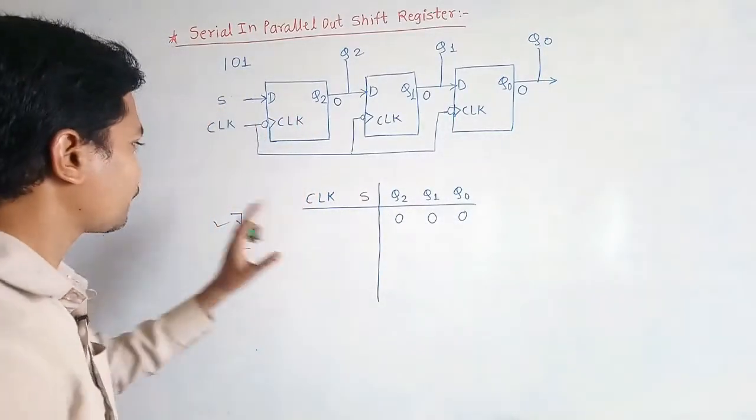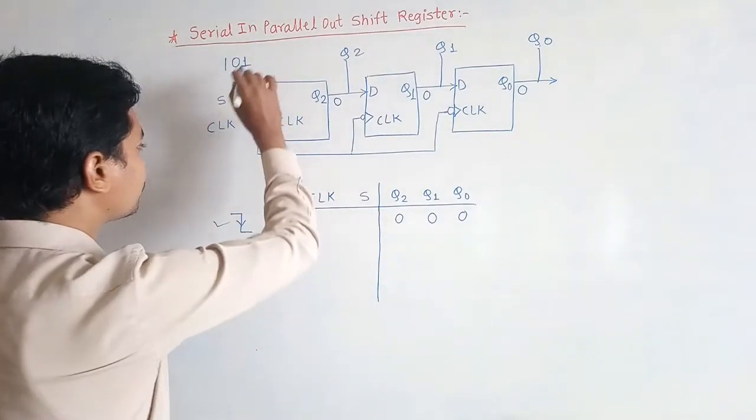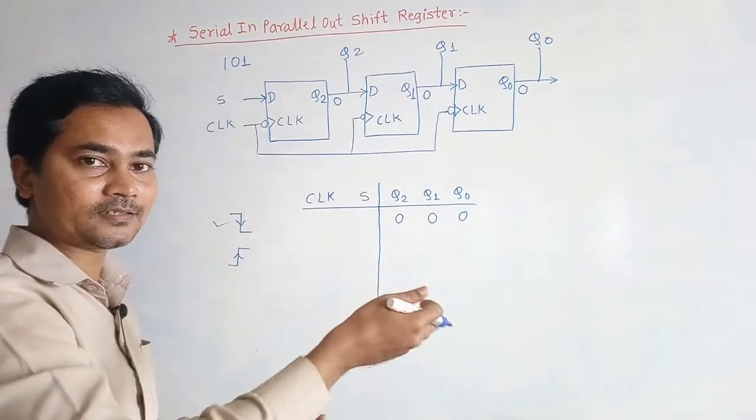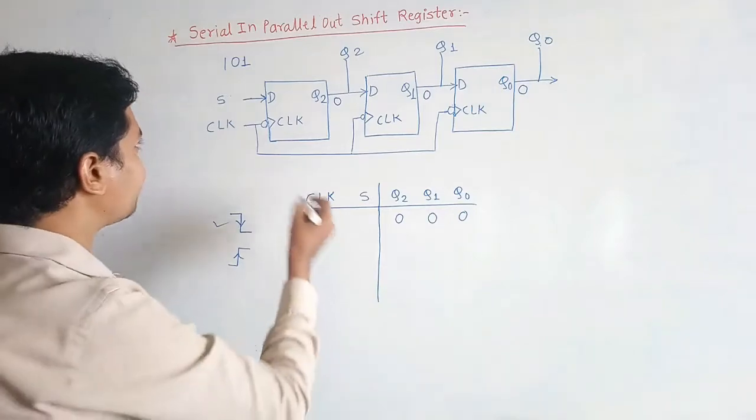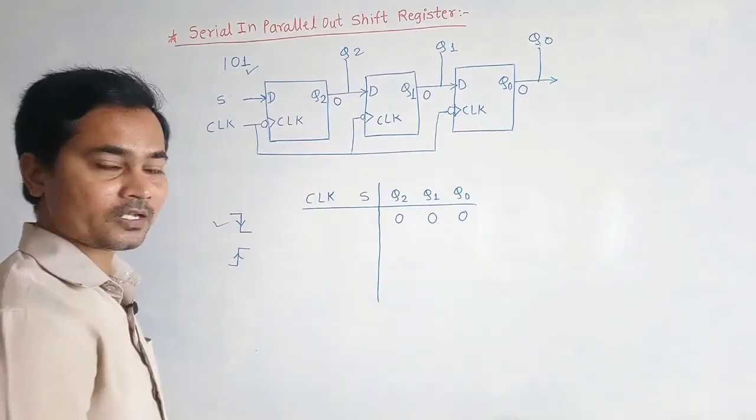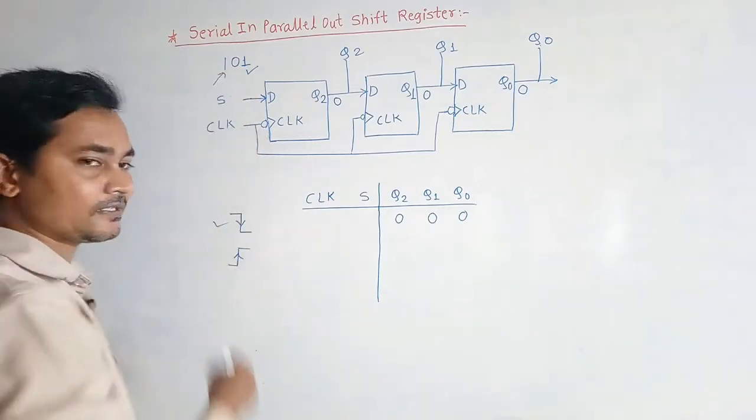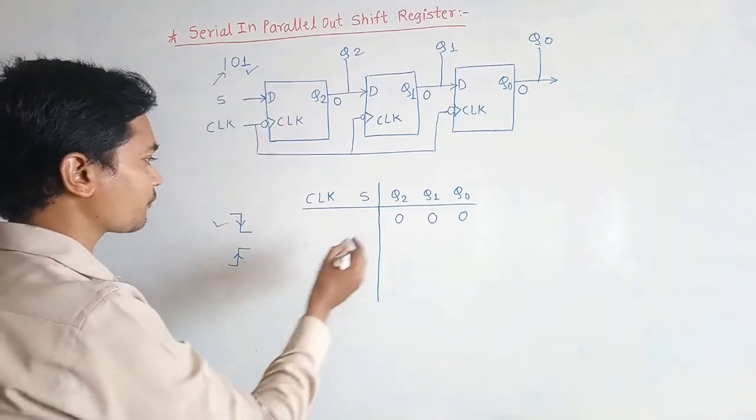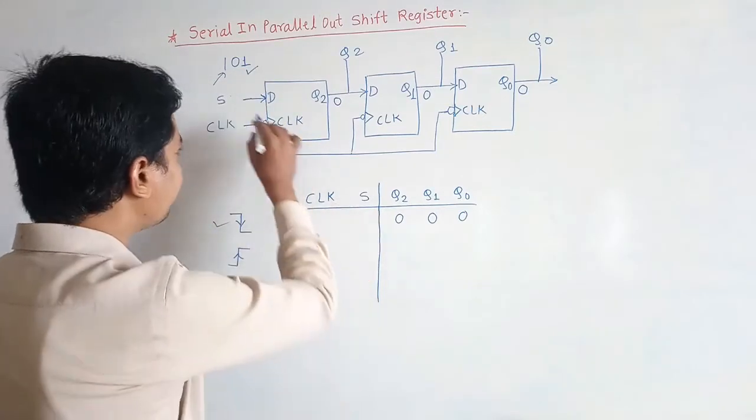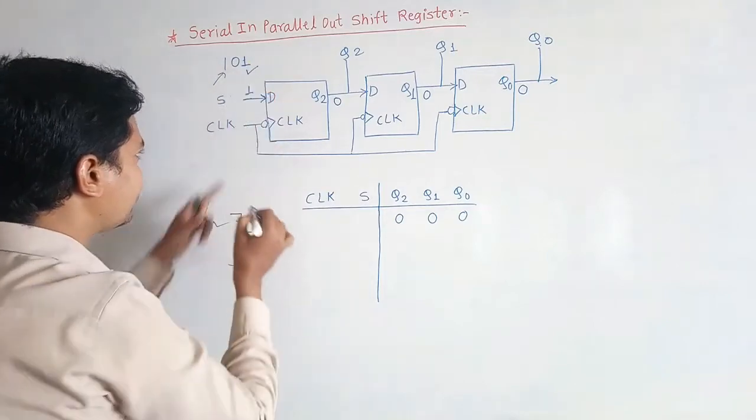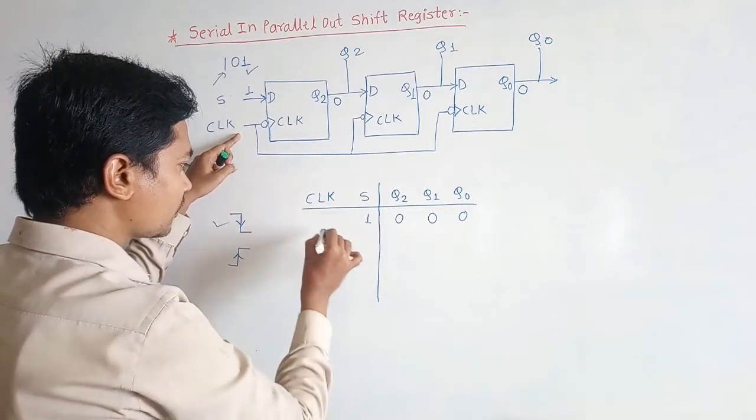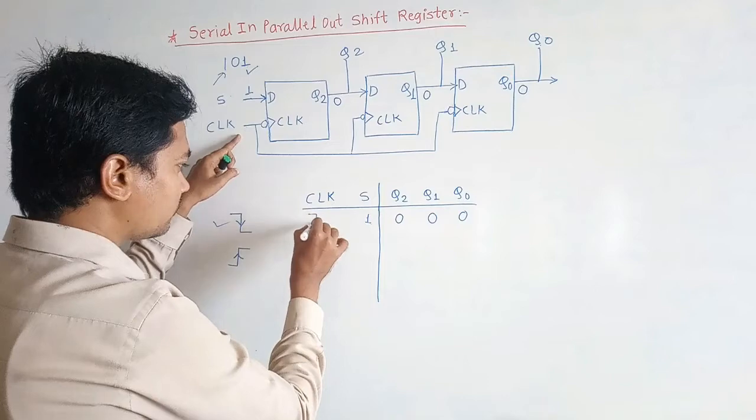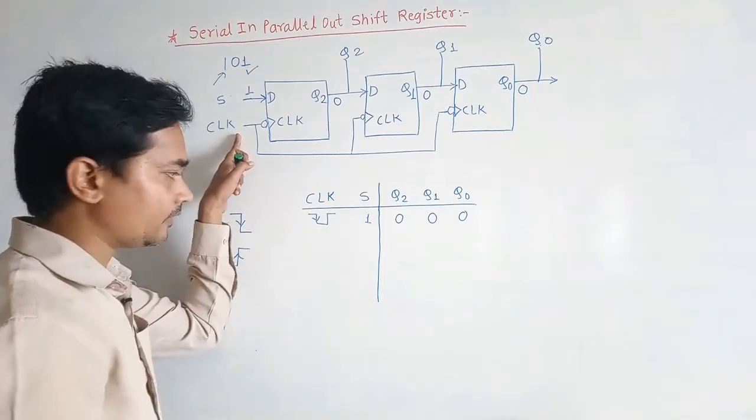Now consider the S input. Here the data will be sent from the LSB side to the MSB side. That means this one will be sent first and this one will be sent last. So we will start from the least significant bit, LSB. Consider that when 1 is applied here and the clock is applied, that is the falling edge triggered clock, then what will happen?